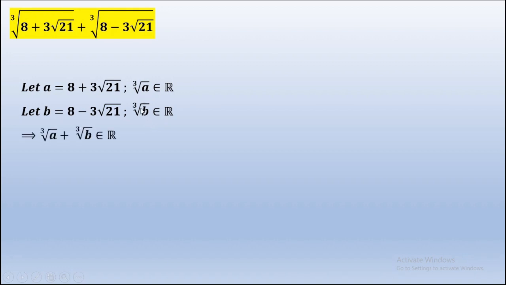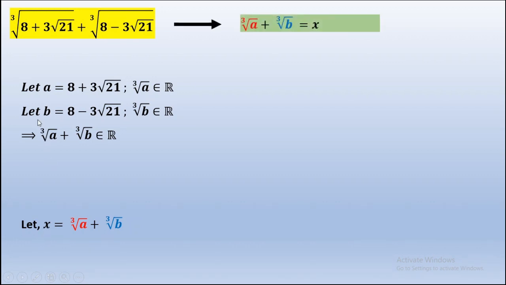Since cubic root of a and cubic root of b both are real numbers, therefore the cubic root of a plus cubic root of b will also be a real number. And we have to find a real number solution of this question. So for this, I assume cubic root of a plus cubic root of b to be equal to x. Now this question is written in this form, that is cubic root of a plus cubic root of b is equal to x.